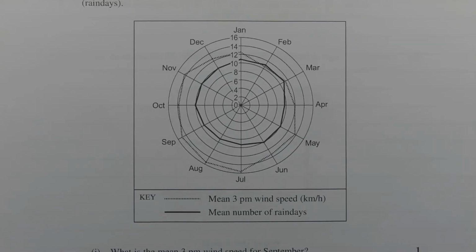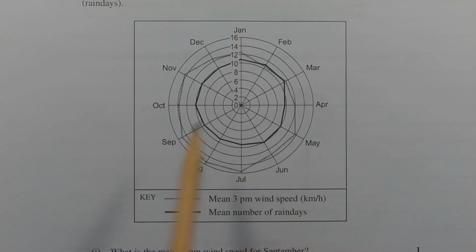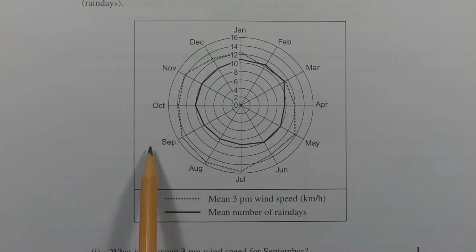This type of chart is called a radar chart, and rather than using a grid of squares or rectangles, concentric circles are used instead. Note also the scale, which corresponds to each of the concentric circles on the radar chart. Now the first step is to locate September on the radar chart, which is just here.